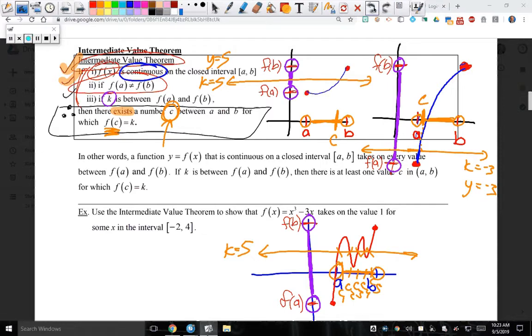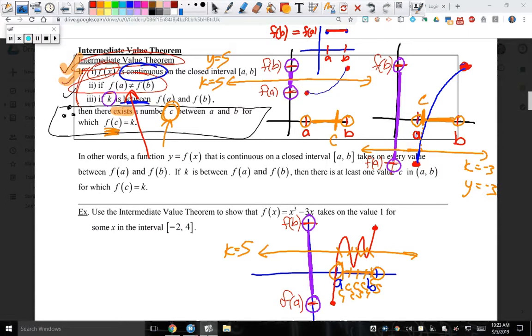Could I fit a K in between f of b and f of a if I had a graph that looked like this from A to B? Let's say that was a straight line. Here's A, that's f of A. Here's B, which is still the same value as f of A. Can I squeeze a K in between a number itself? No, there has to be some interval that exists. That's why f of A cannot equal f of B. I got to be able to fit something in between. Does that make sense? Are we good?